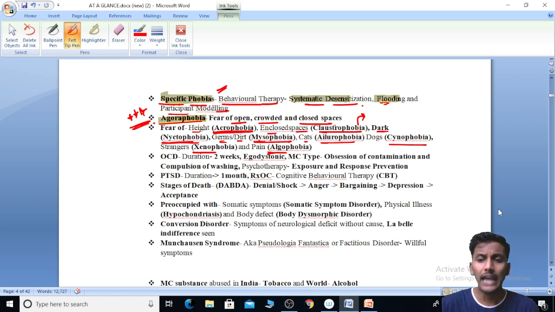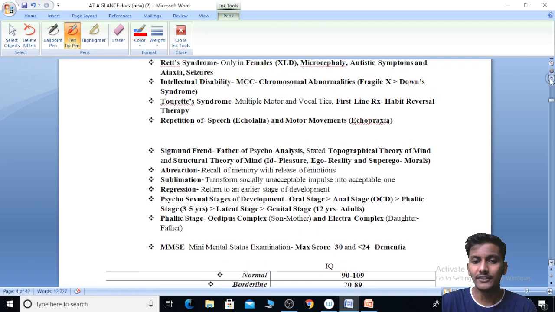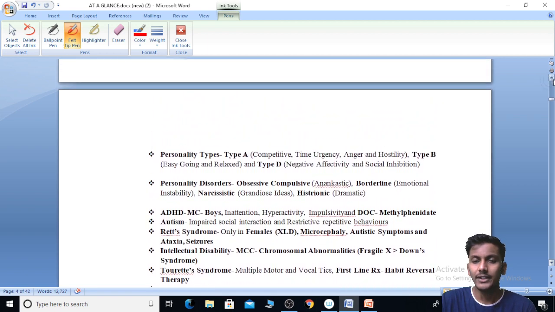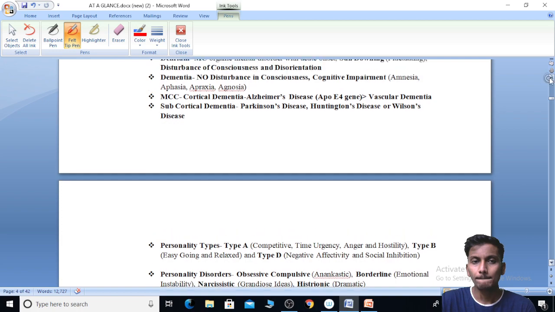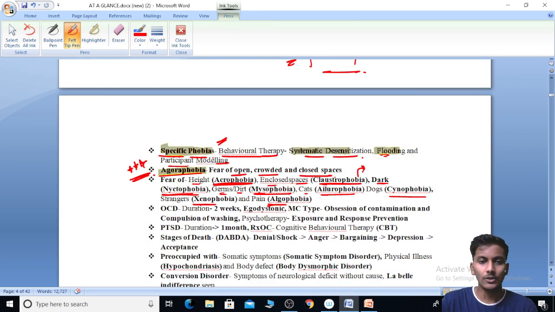Important. Now guys, moving further to our next one, that is OCD, that is obsessive compulsive disorder. Important one. So let's discuss OCD guys. In OCD, what happens usually, there are obsessions. And what do we mean by obsession? Please remember, there is a difference between obsessions and compulsions. So what are obsessions and what are compulsions? Remember this important thing.